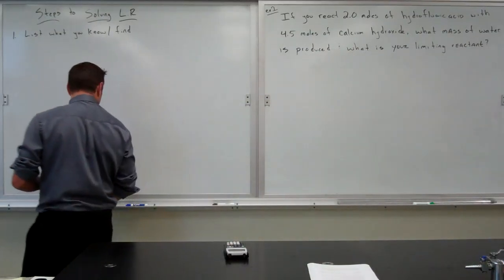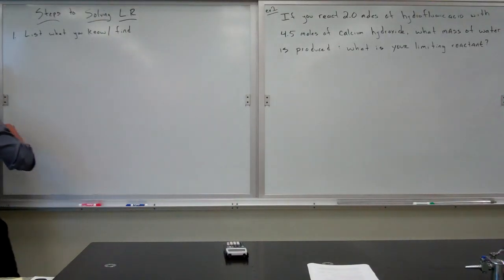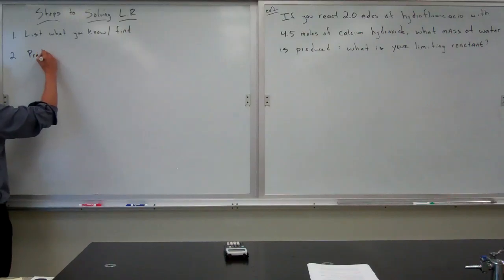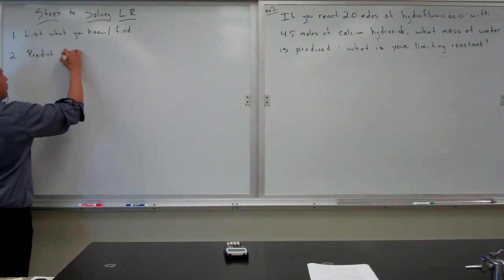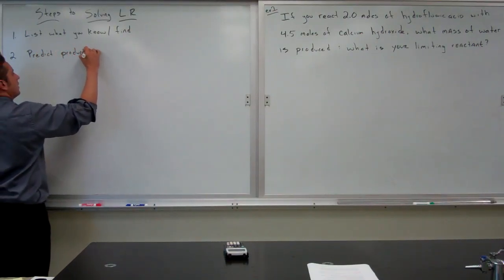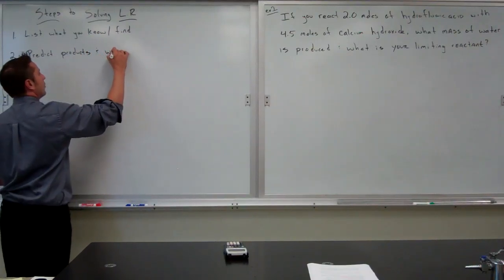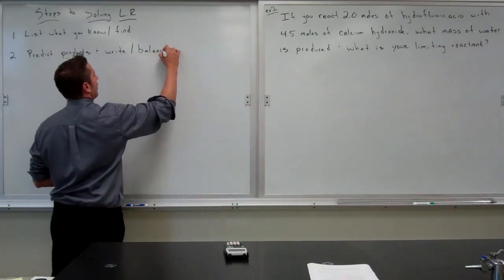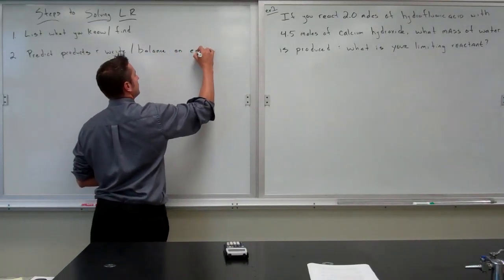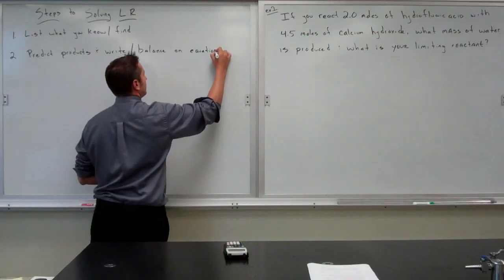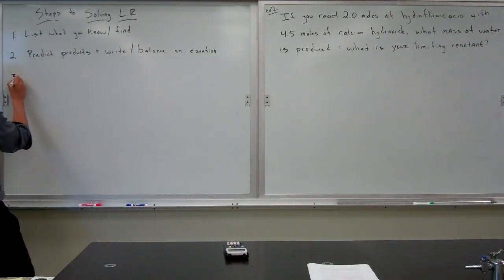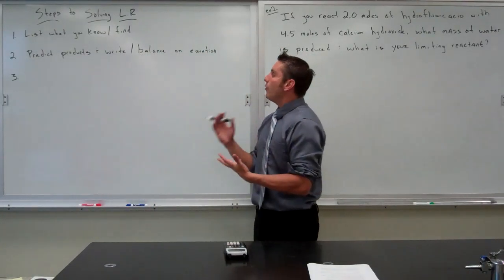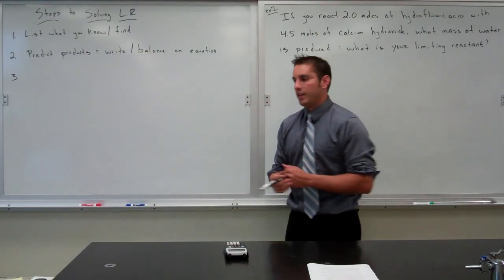Then from there, it's going to be very similar to the rest of the things that we did. Step 2, predict products and write and balance an equation. So just like always, I give myself a balanced chemical equation that will allow me to convert.